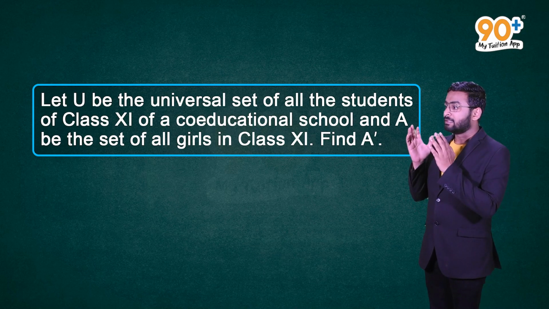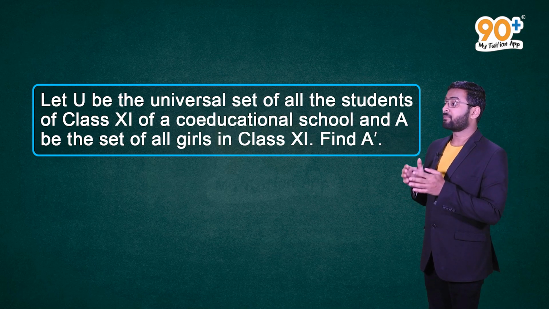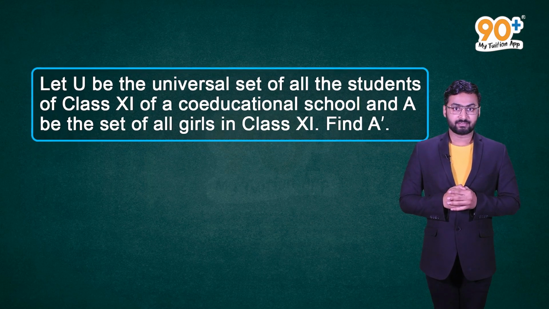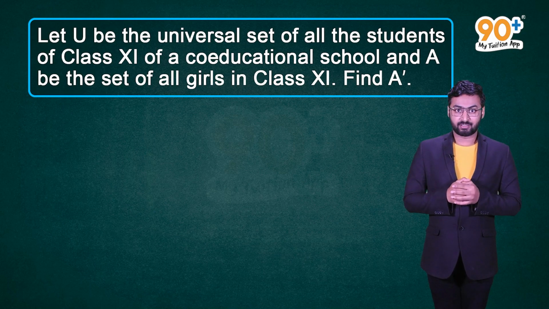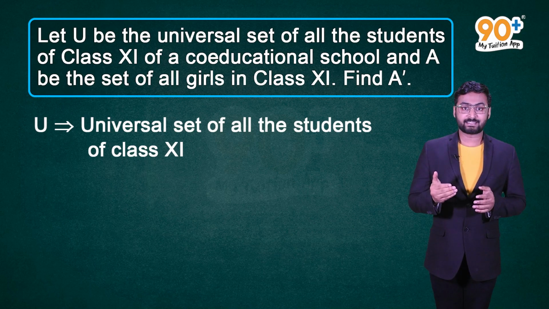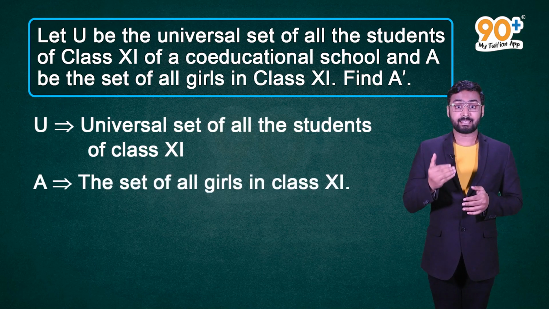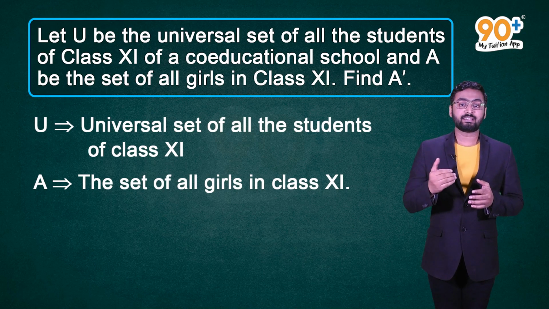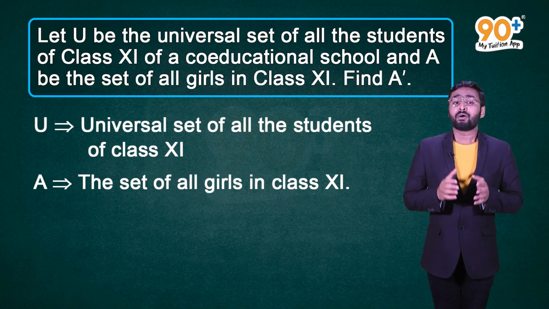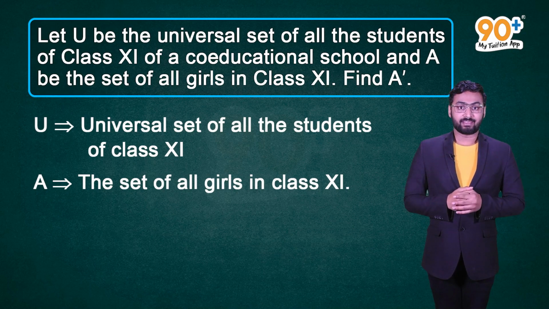Now, let's take a look at another example. Let U be the universal set of all the students of class 11 of a co-educational school and A be the set of all girls in class 11. Find A complement. This is a tricky question. Here, the universal set U consists of all the students of class 11 and set A consists of all the girls in class 11. So, think about it. What will be the complement of A?